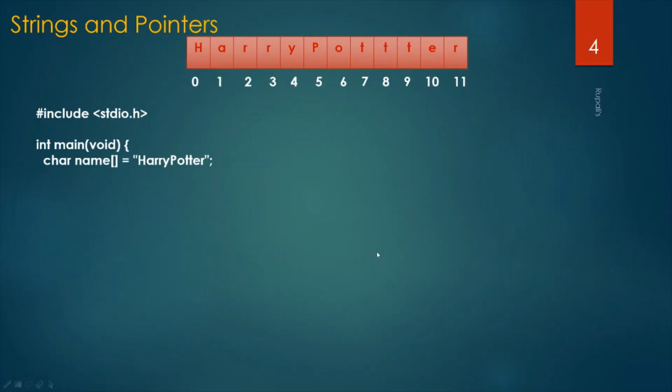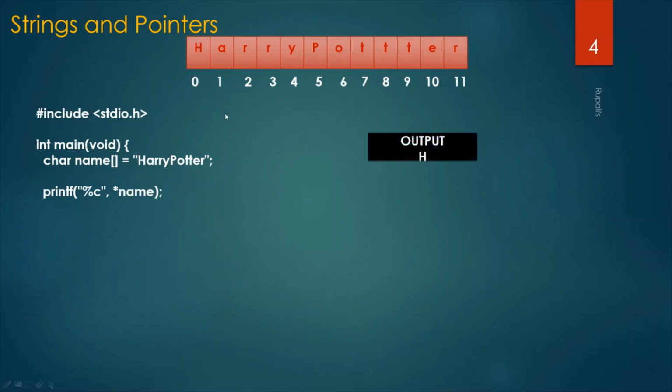Now take another example. Here I am declaring another character array, "Harry Potter". This character array's name is name. Now see, when I want to print *name, what will it print? First, name, the array name, means the base address of the array. The base address of this array means the address of H. *name means the value at that location, the value at the base address. So it is H. So it will print H.